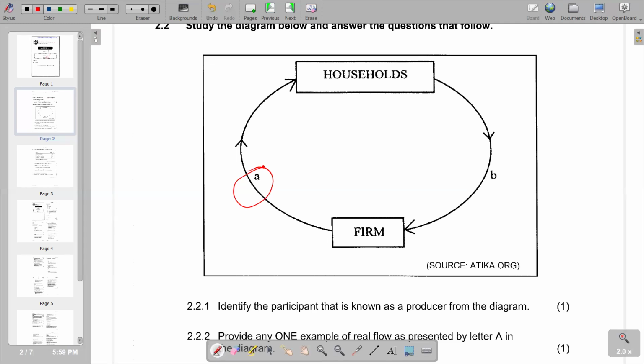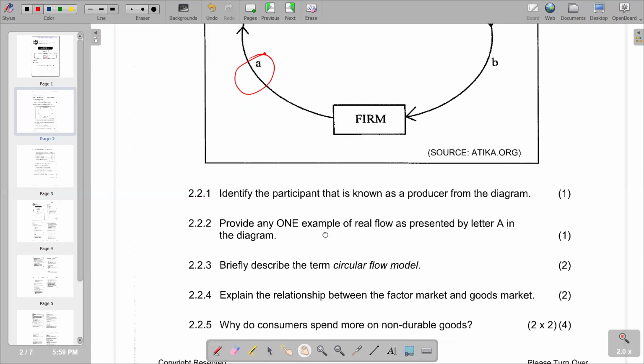So in terms of real flows, we are talking about the movement of goods and services. Obviously, A represents goods and services, as we are seeing a movement from firms to households. Now, in this case, we have money flows as the households buy from the firms. They give the firms money, so the money goes to the firms and becomes the money flow. So this is what we have.